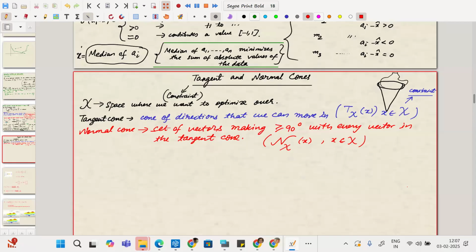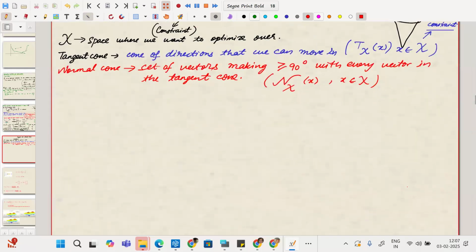Now let us visualize this with a figure. Very nice figure we will draw. Maybe I'll draw it in black. So this is the space X. Suppose this is the space X. I want to find the tangent and normal cones of this space X. I will take different points. So let us take this point. If this point is x, I want to find the tangent cone.